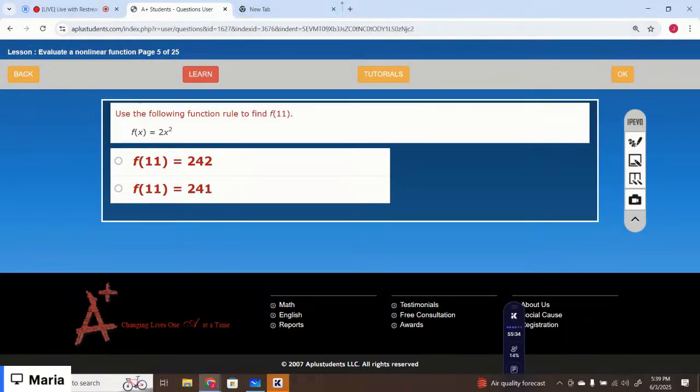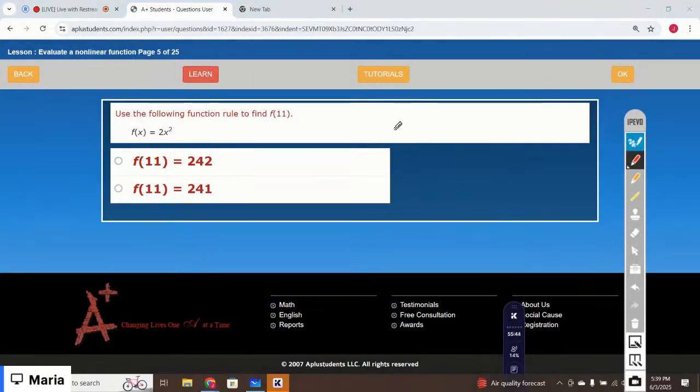Use the following function rule to find f of 11. So f of 11 is equal to 2 times 11 squared. 11 squared is 121, multiplied by 2 is 242. Option number 1 is the correct option.